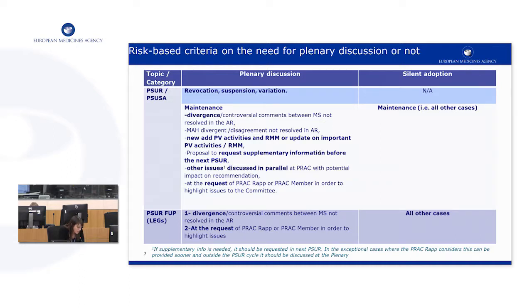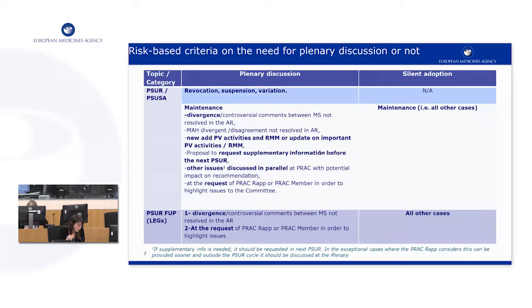Now, for maintenance, there are some distinctions to take into consideration. If there is any divergence between member states, if the MAH is not in agreement with the rapporteur recommendation, if there is a need for additional pharmacovigilance activities, risk minimization measures, or an update on important pharmacovigilance activities. If there is also a need to request supplementary information before the next PSUR, meaning that if you are on a very short frequency, please always consider requesting this data in the next PSUR.